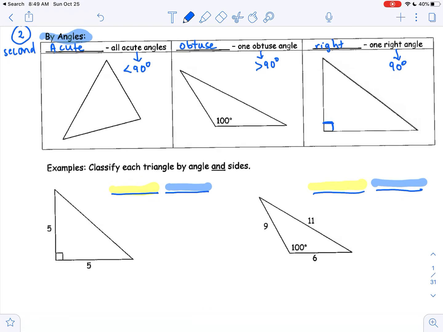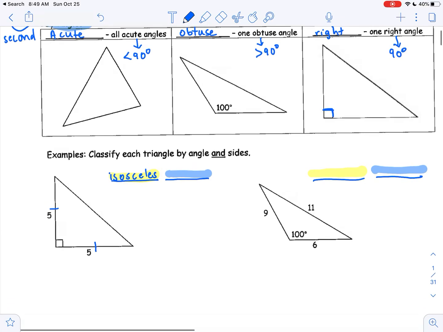All right, so the first triangle we see is by sides. We have at least 2 sides being congruent, 5 and 5. So this is isosceles. And then by angle, because one of the angles is a right angle, then we would say this is an isosceles right triangle. Over on the right, for the second example, we see that by sides, all 3 sides are not congruent. So we would describe this as scalene. And then lastly, the angle, one of the angles, is greater than 90 degrees.